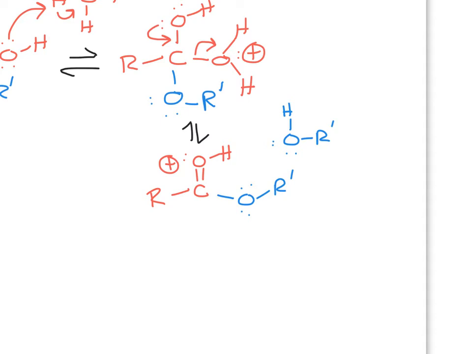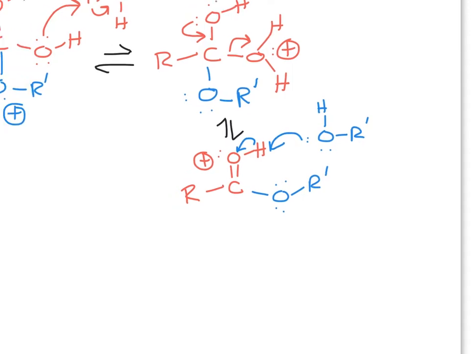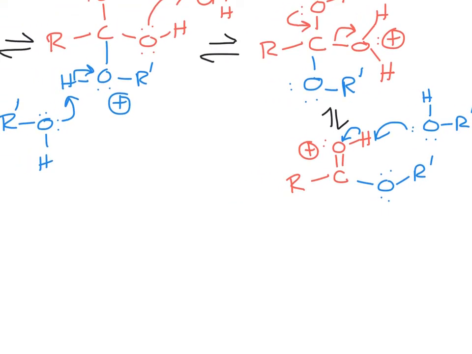The reason I don't show water is there's a lot more of our alcohol around than there is the water that's been created. So this swings over and grabs the hydrogen. And that yields our final product, which is an ester, shown here. R prime, and there's our final ester.